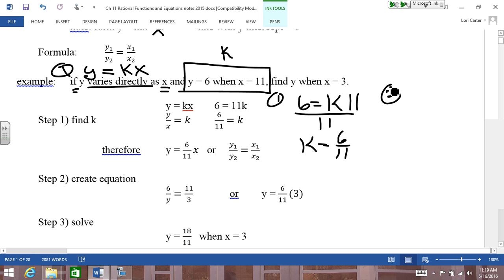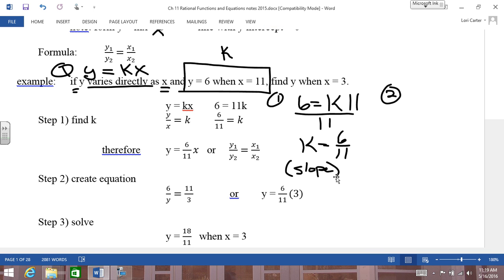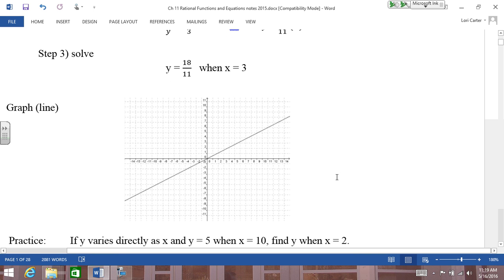What is that truly? That's my slope. You're thinking in your head, slope. I can't write anything. Could I graph that line right now? Yeah, I absolutely could. Where would I start? You would start at 0, 0, and you go up 6 over 11, and you would draw your line.